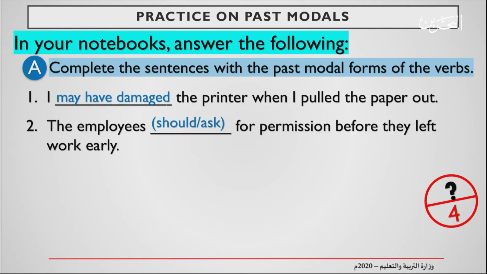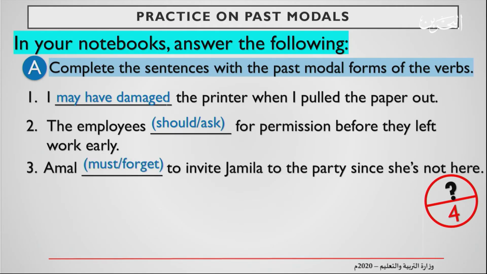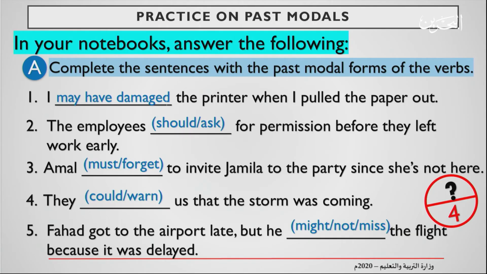Now you have a list of sentences. Number 2, the employees should ask for permission before they left work early. Number 3, Amal must forget to invite Jamila to the party since she's not here. Number 4, they could warn us that the storm was coming. Number 5, Fahad got to the airport late, but he might not miss the flight because it was delayed. And you have 3 minutes to do this.